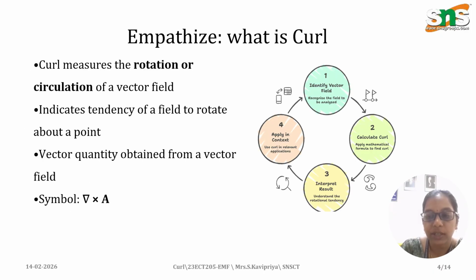Curl is one which measures the rotational or circulation property of a vector. It indicates the tendency of a field to rotate about a point. So when we apply a curl to a vector, we get a vector as an output. It is represented as del cross A.